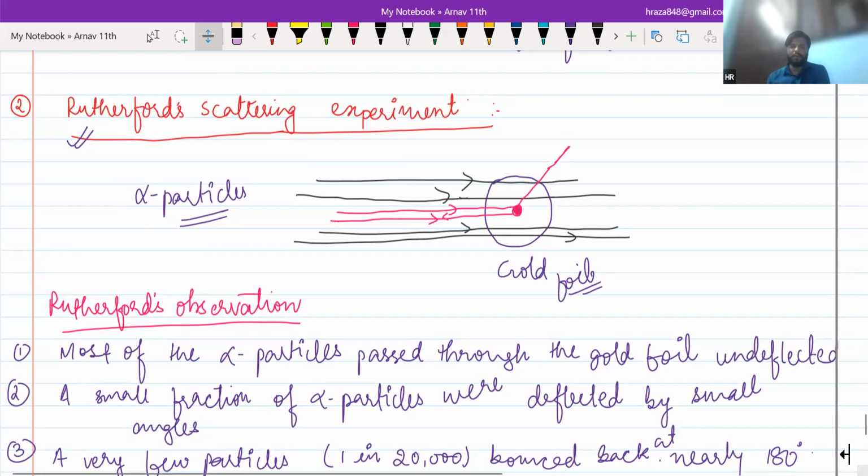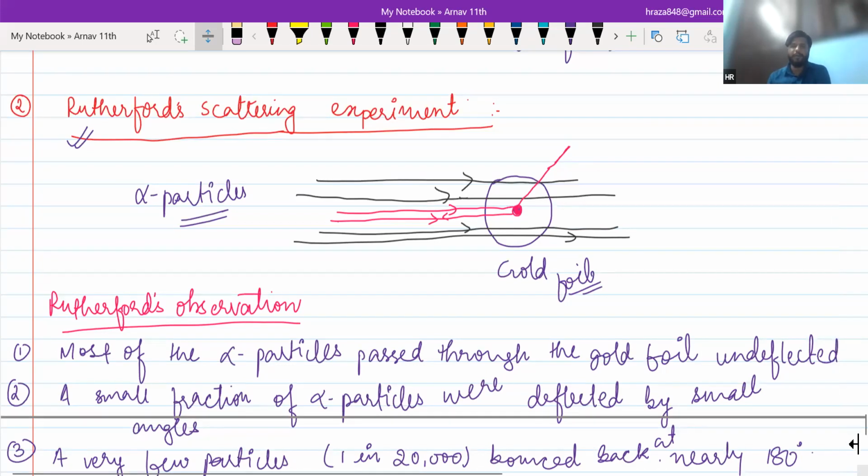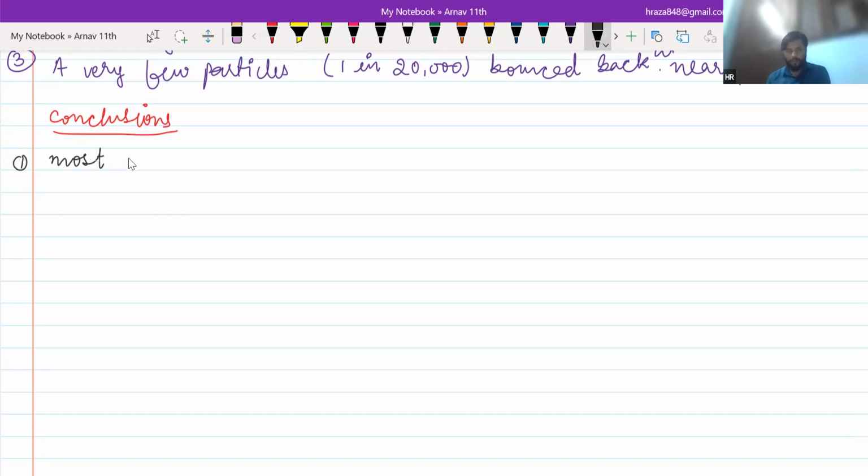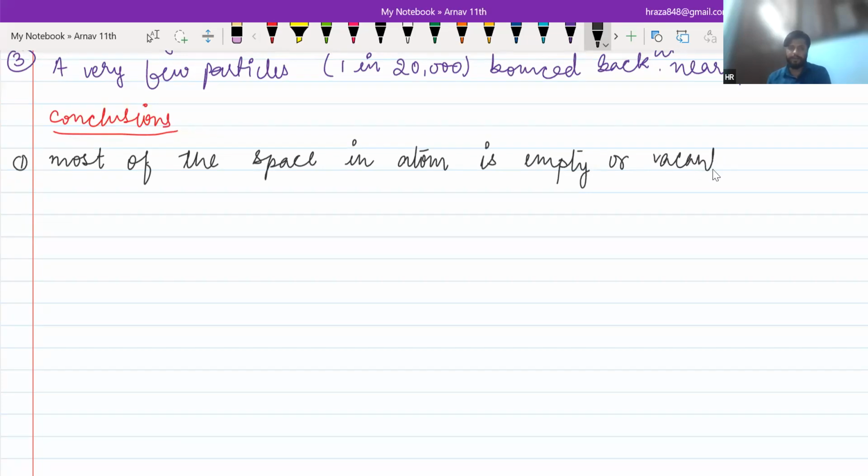Now see, conclusion. What is the conclusion from this experiment? It is very important to see what is the conclusion. Most of the space in atom is empty or vacant.